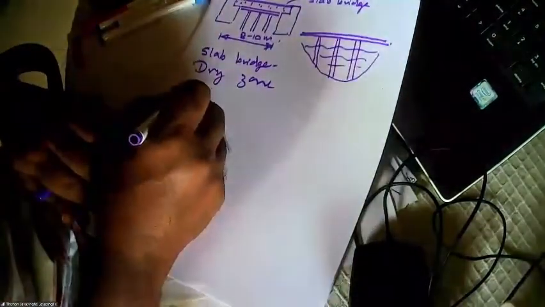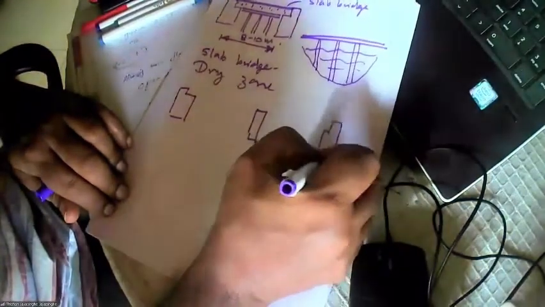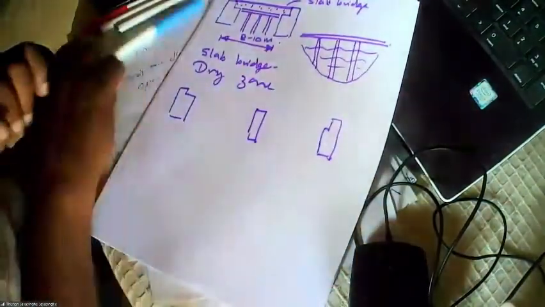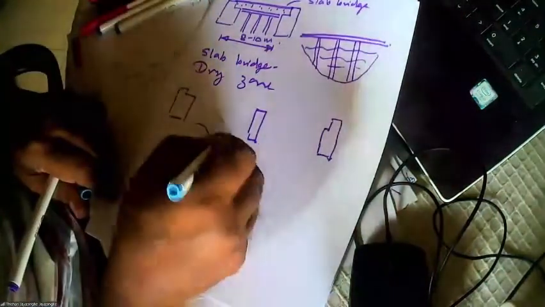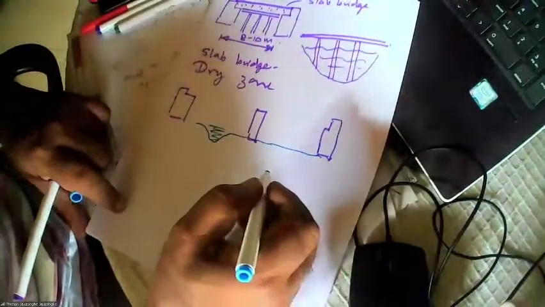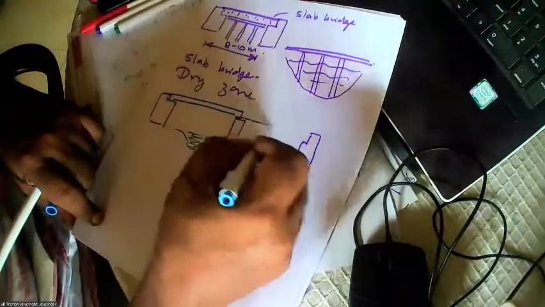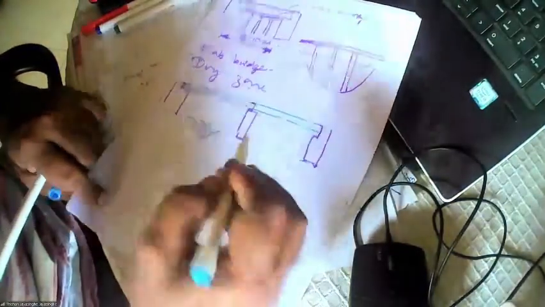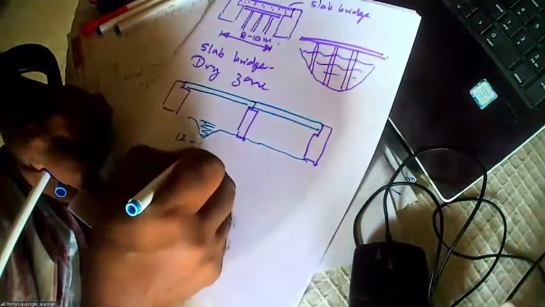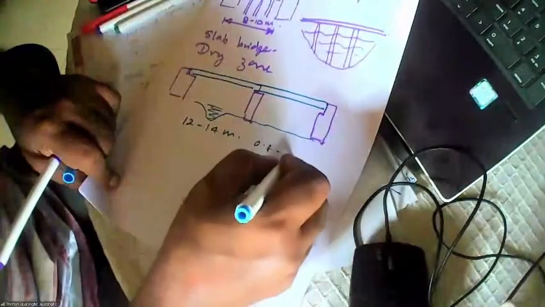In the dry zone, we get a special type of bridges where we need the bridge, abutment, piers, and the bridge fairly wide. And there's only very little water during the dry season, no water, little water. Then you can construct a slab bridge easily. And if you want, you can make it even continuous. Then you can go for 12 to 14 meters with a depth of about 0.8 to 0.9 meters.